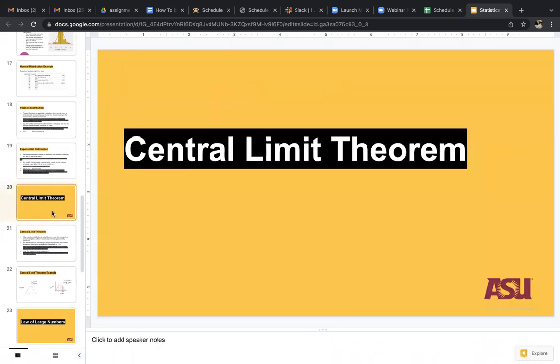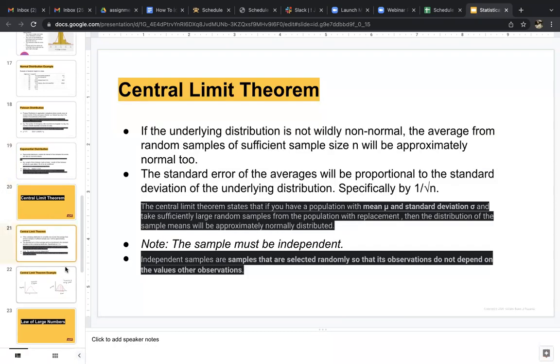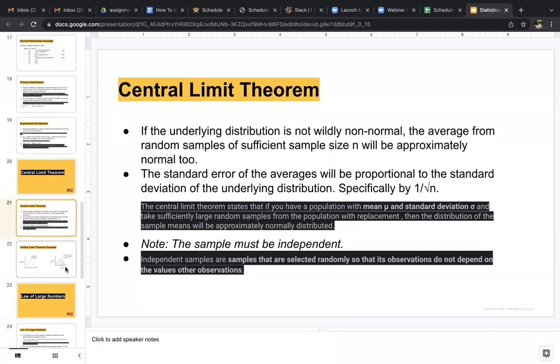The next one is your central limit theorem. So what is a central limit theorem? The central limit theorem states that if you have a population, for example with a mean mu and the standard deviation sigma, and take sufficiently large random samples from the population with replacement, then the distribution of the sample means will be approximately normally distributed. So what does this mean?